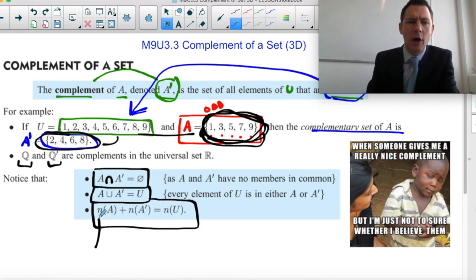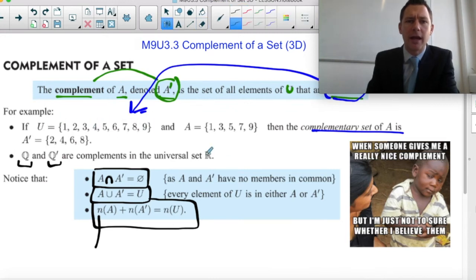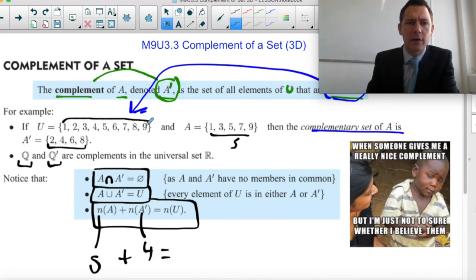And also lastly, this n means how many numbers are in there. So if you look at how many numbers are in A and how many numbers are not in A, so there's what, 5 numbers here. So this would be 5, the number of terms in A. How many terms in not A? 4. If you add those up, you should get the same number of terms as in here. 1, 2, 3, 4, 5, 6, 7, 8, 9. Surprise, surprise. Add them up, you get 9. Cool.